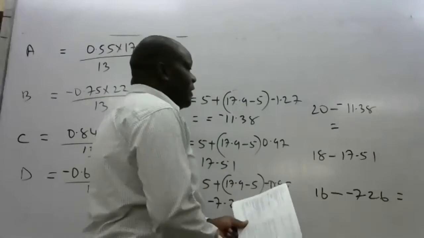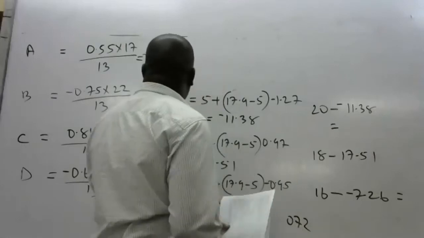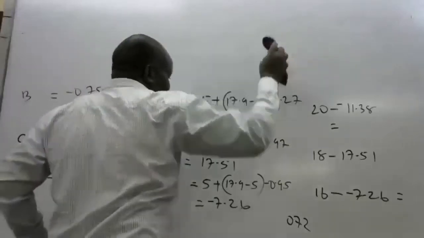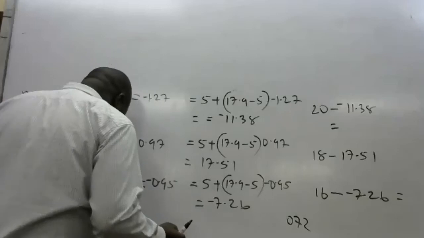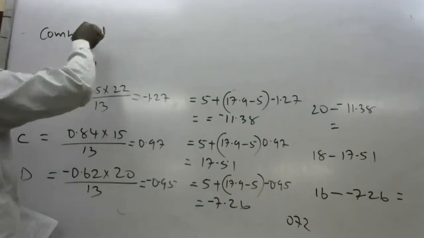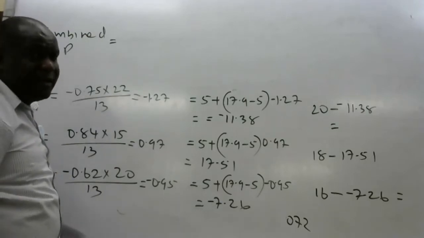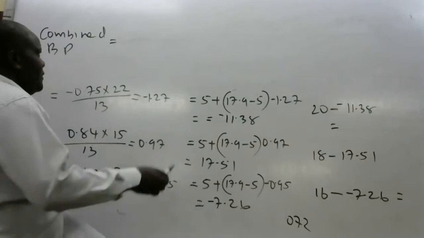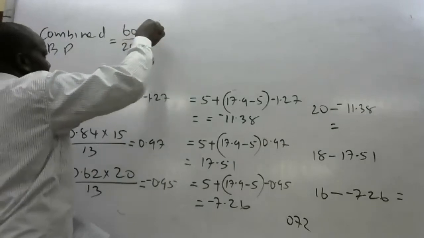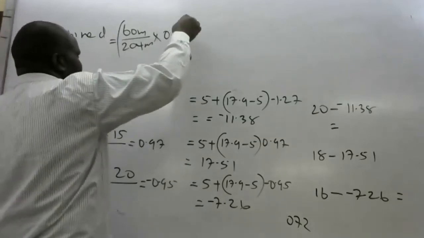So I need to get the combined beta factor. To get the combined beta of the portfolio, we had already calculated the total market value. So there was 60, you divide by the total, which was 204. The beta factor for F, we have just seen up there, 0.72.